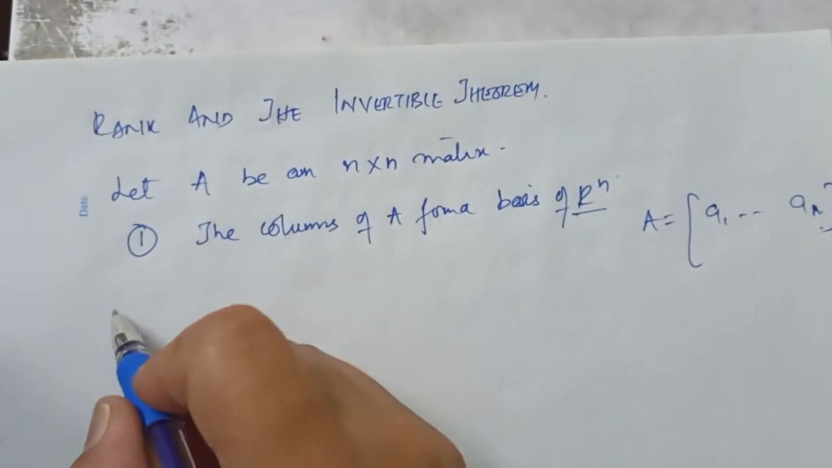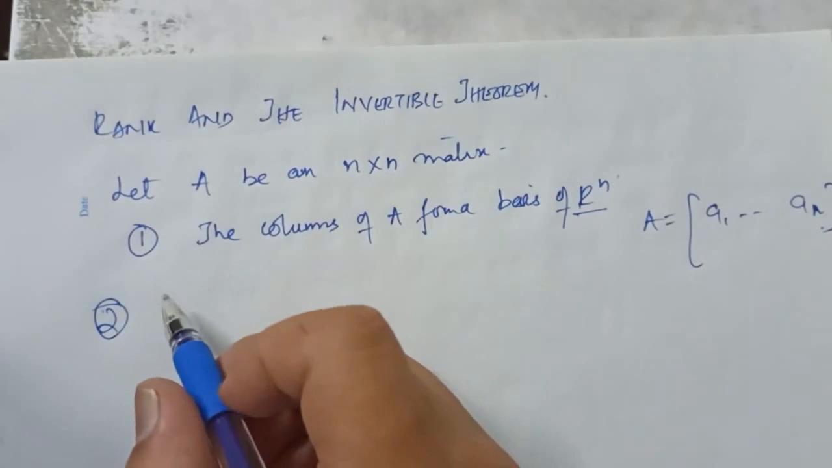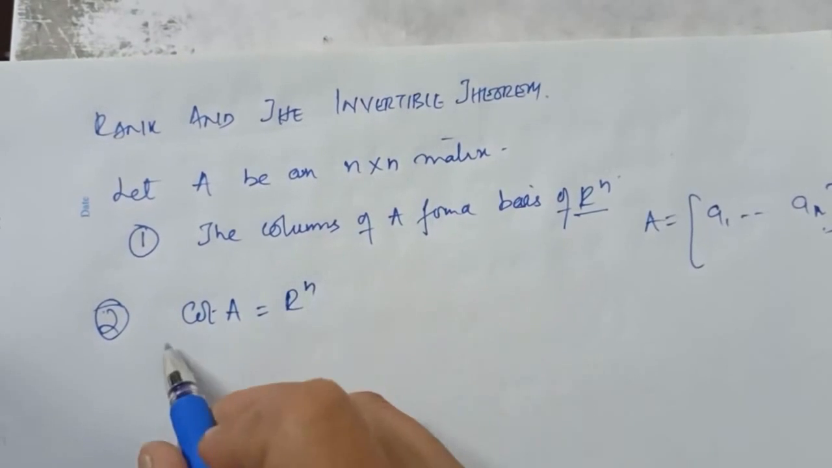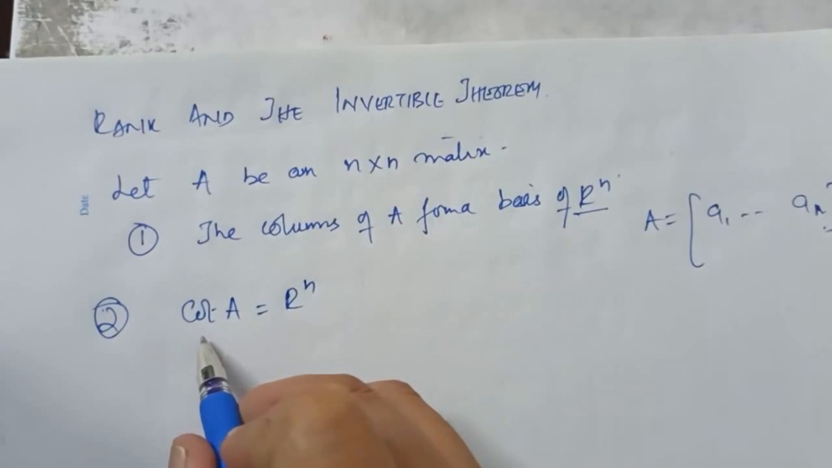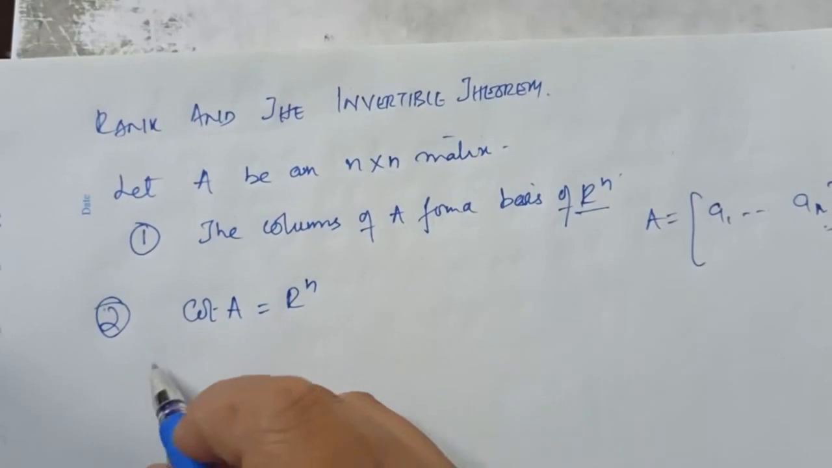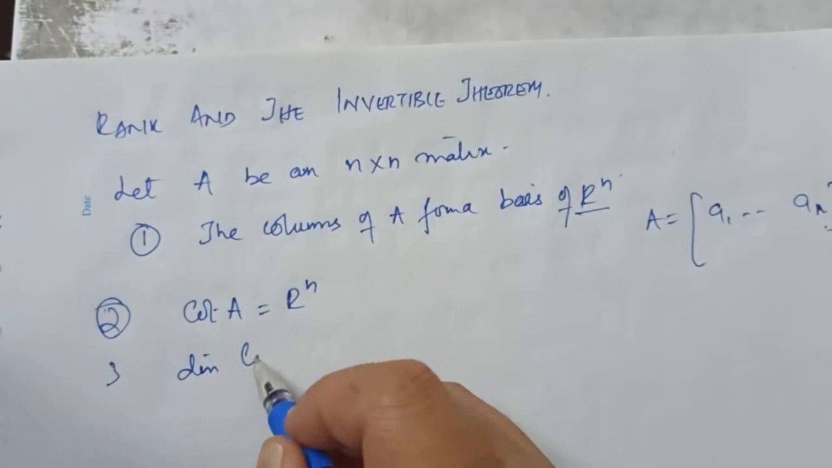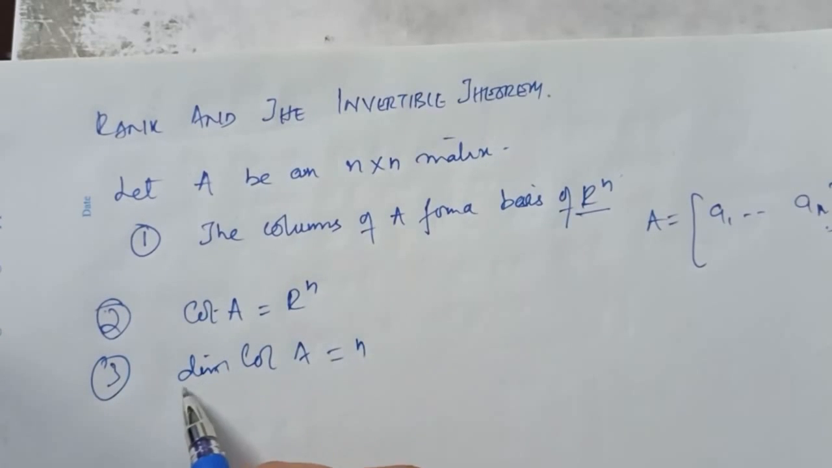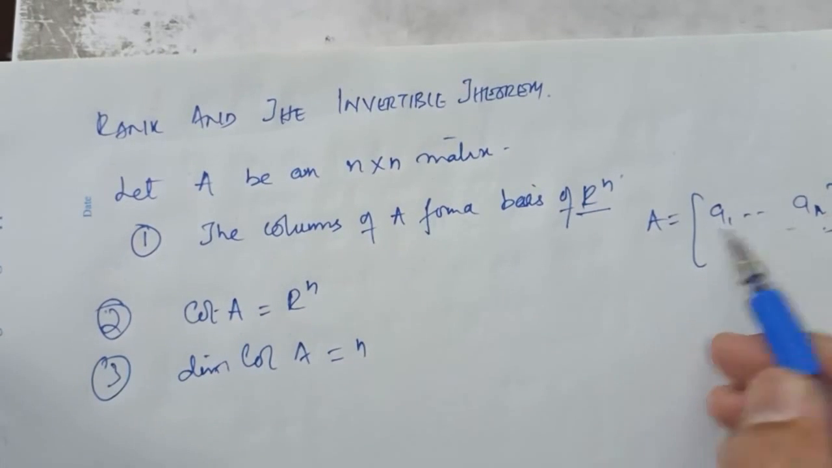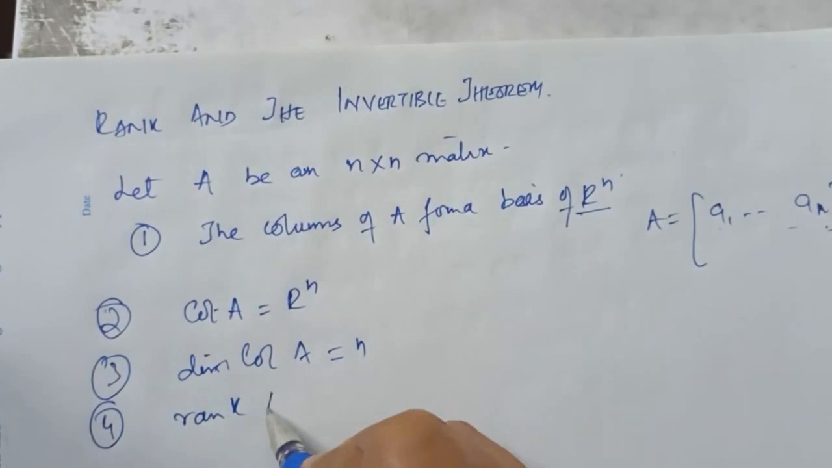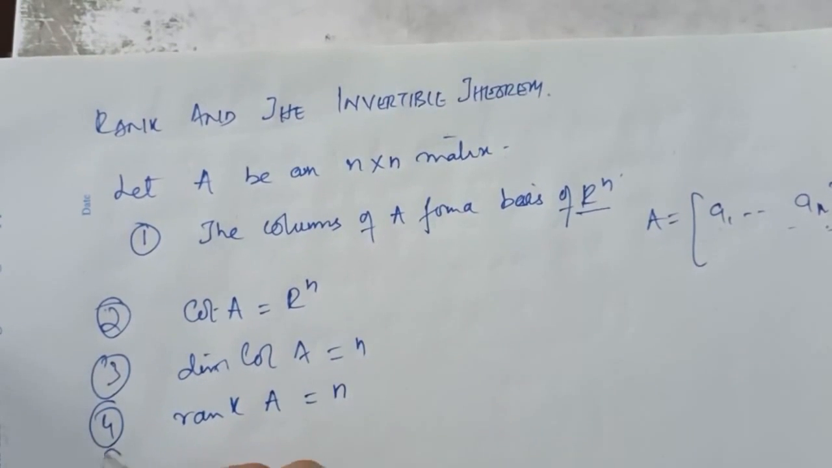Now the second one is the column space of A exists in R^n. So the set spanned by the columns of A is actually in n dimensions, right? And the third one is the dimension of the column space of A is equal to n. So the dimension of the set containing all the possible linear combinations of A1 to AN is n. And the fourth one is the rank of A is equal to n.